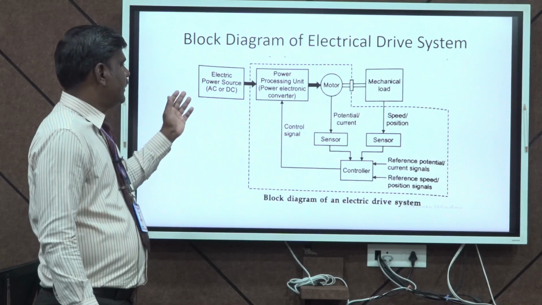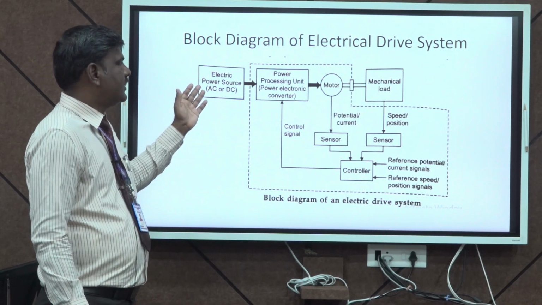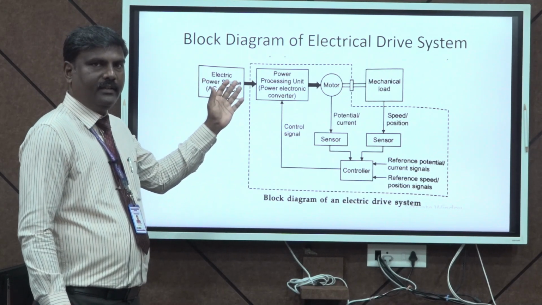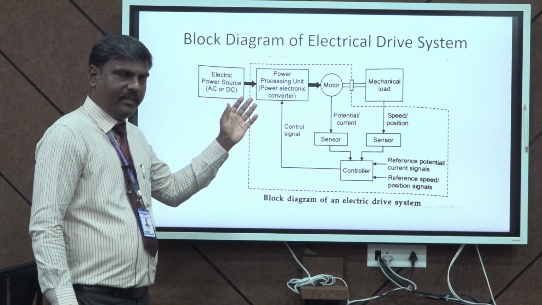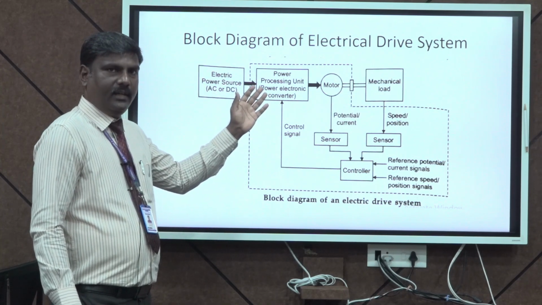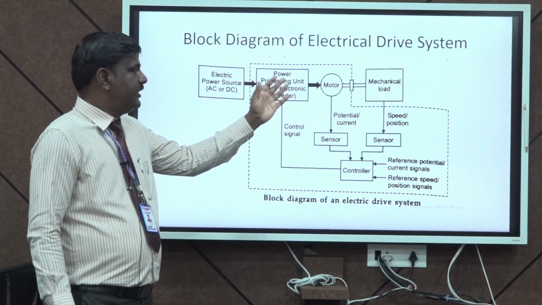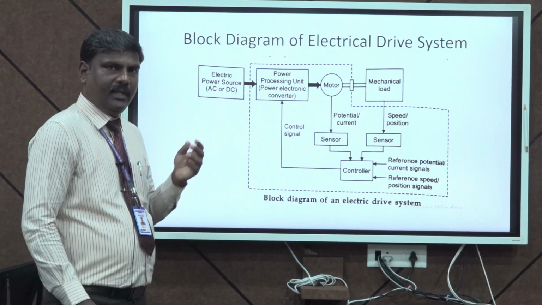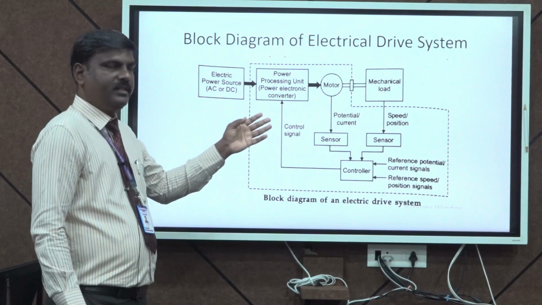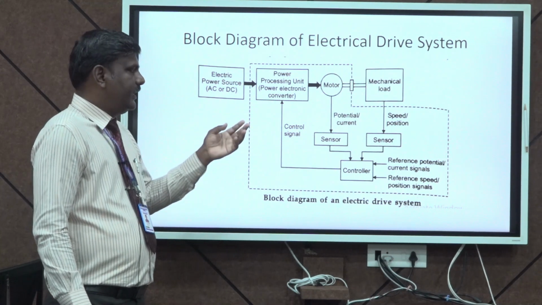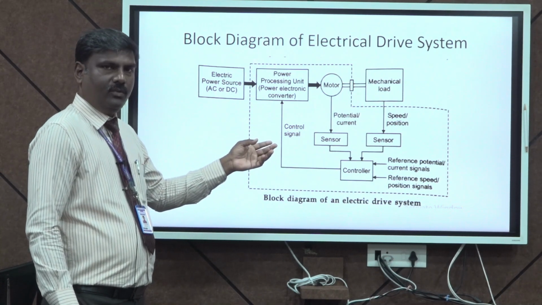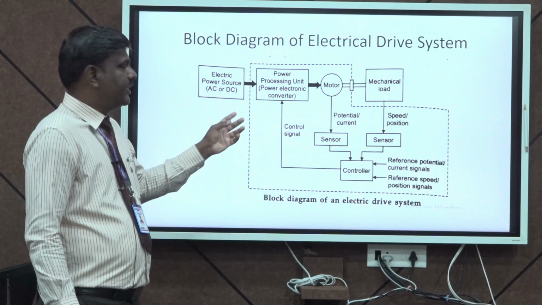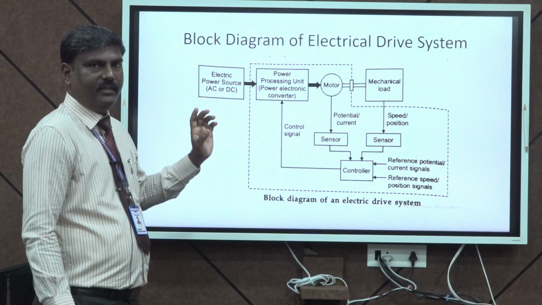If you see this, the electric power source is connected to the input of the power electronic converter, and then the output of the power electronic converter is connected to the motor, and then the motor is coupled with mechanical load, and various parameters from the motor and mechanical load are sent to some sensors, and those parameters are fed to the controller. From the controller, again that information is given to the power electronic converters.